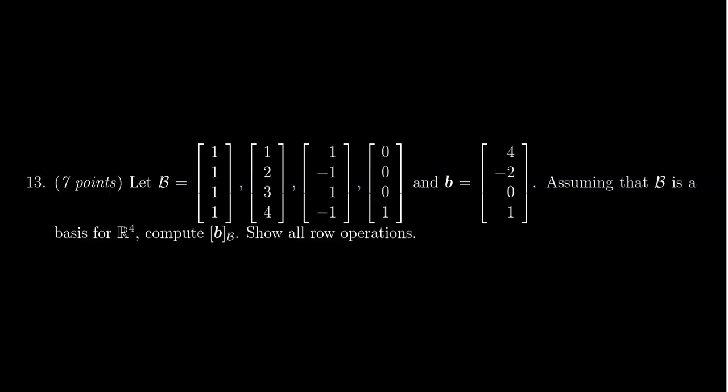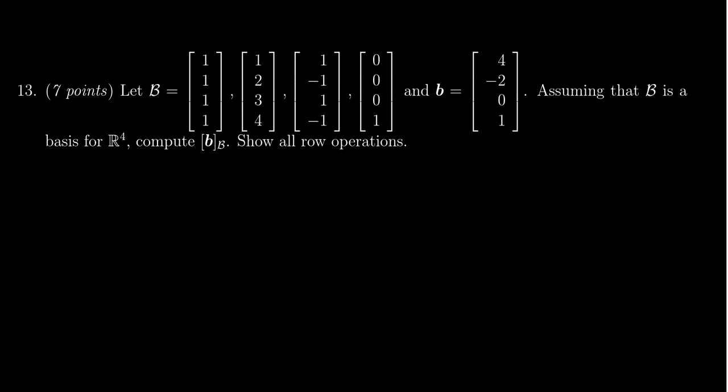Question number 13, you can see right here. Question number 13 is going to have to do with coordinates of some kind, like we talked about in section 2.8, the last section of chapter 2. You'll be given some set of vectors right here. And so this is going to be a basis for a vector space. So in this case, this is a basis for R4. It's a non-standard basis for R4. Then you're going to be asked to compute the coordinate vector of the vector given with respect to these coordinates right here.